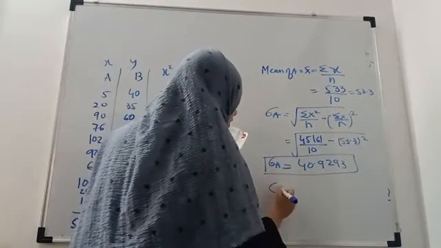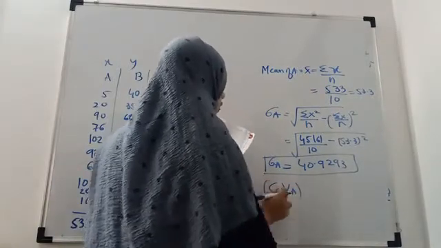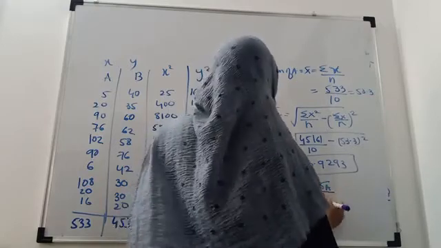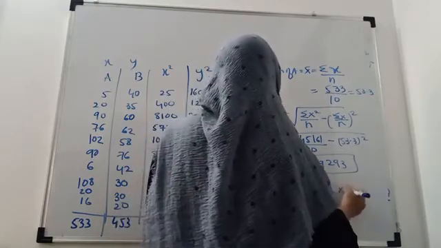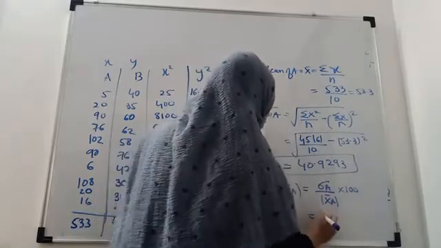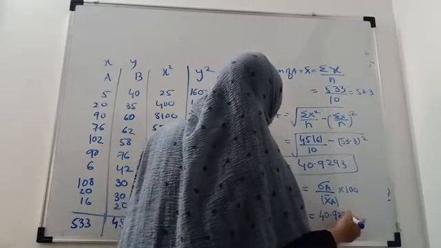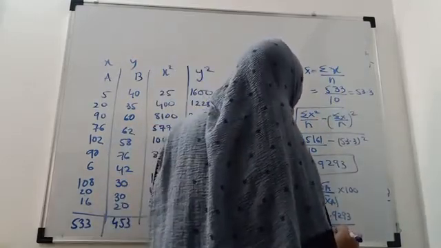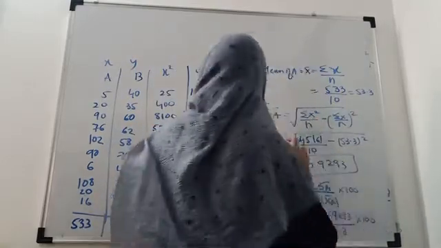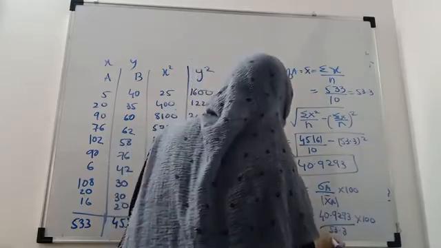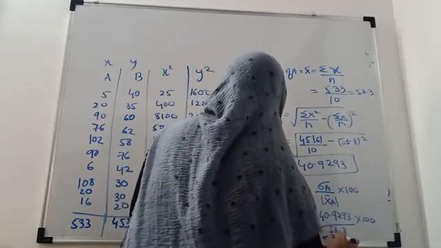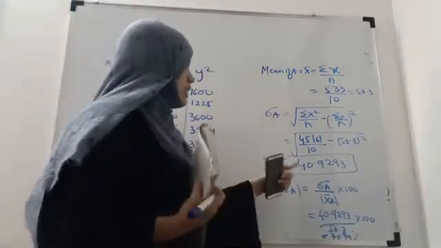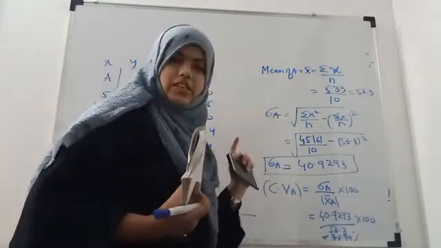So CV of A, the coefficient of variation of A, the formula is sigma A divided by mean A into 100. Sigma A is 40.9293 and the mean A is 53.3, multiplied by 100. After calculating this, you will get the answer 76.79%. So the average is this and the coefficient of variation is this.